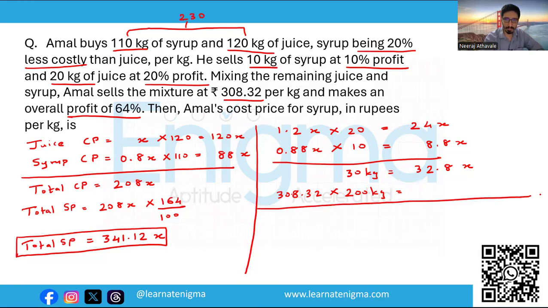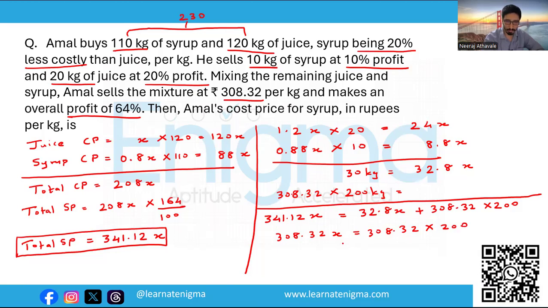So now we can equate these two equations. The total selling price here is 341.12x, equal to 32.8x plus 308.32 into 200. Now subtracting this, we get over here 308.32x is equal to 308.32 into 200. So this gets cancelled out. We get x is equal to 200.